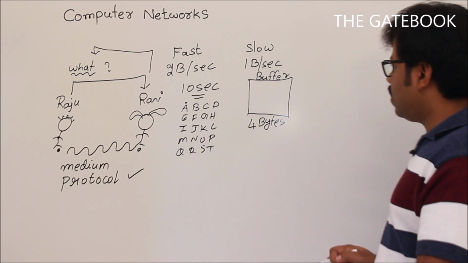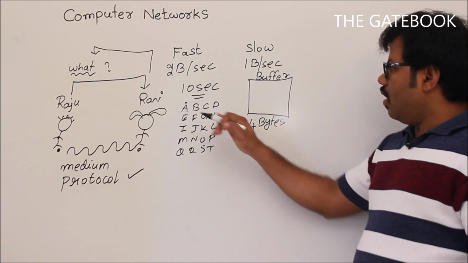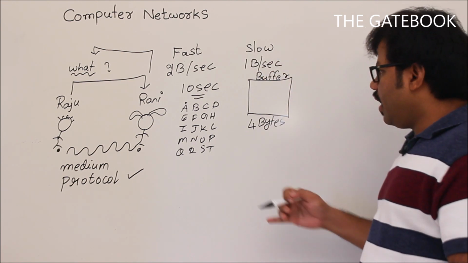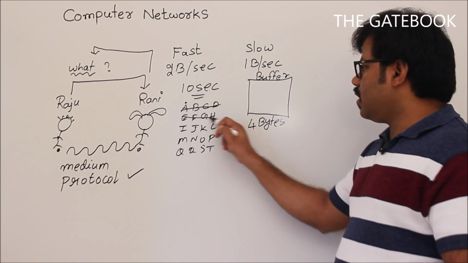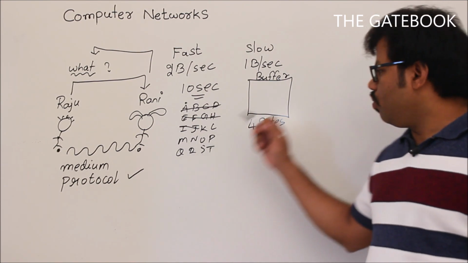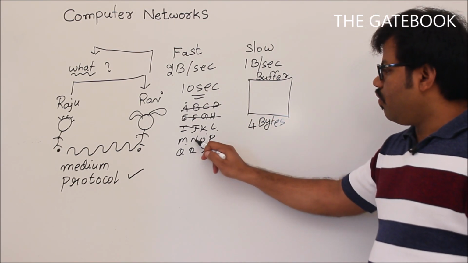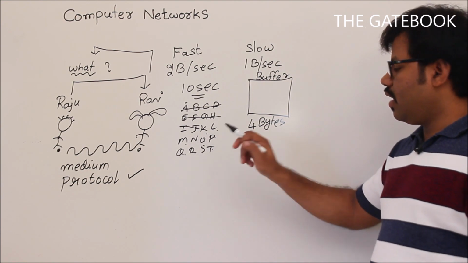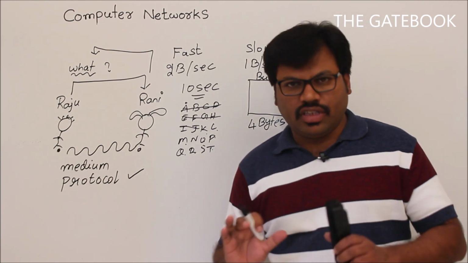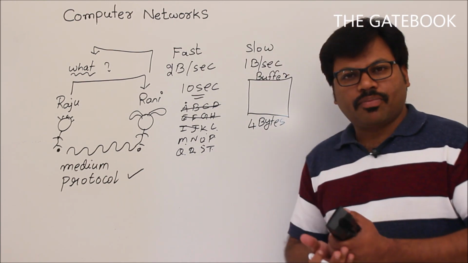It's 20 bytes. But within 10 seconds, Rani can consume only 10 bytes, right? 1, 2, 3, 4, 5, 6, 7, 8, 9, 10. So what about K, L, M, N, O, P, Q, R, S, T? They should go to the buffer, right? But there are 10 bytes and you have only 4 bytes capacity. So in this situation, what to do, sir?